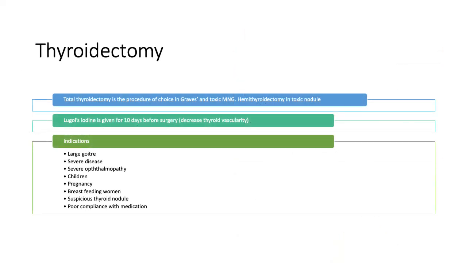Thyroidectomy is indicated in patients with poor compliance with medication and contraindication for radioactive iodine, such as severe ophthalmopathy, pregnancy, and breastfeeding. It is preferable in children, patients with large goitre, severe disease, and suspicious thyroid nodule. Total thyroidectomy is the procedure of choice in Graves' and toxic multinodular goitre. But in toxic nodule, hemithyroidectomy is done.